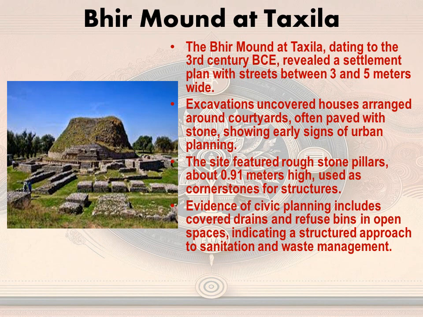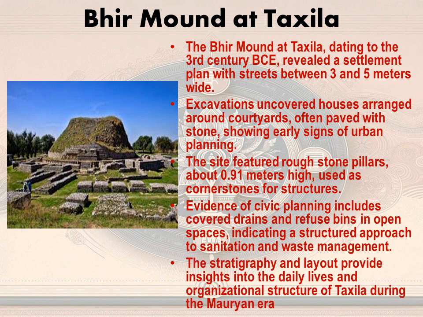Evidence of civic planning includes covered drains and refuse bins in open spaces, indicating a structured approach to sanitation and waste management. So, people were very much concerned about their hygiene, and that we come to know from features like covered drains and refuse bins. The stratigraphy and layout provide insights into the daily lives and organizational structure of Taxila during the Mauryan era.